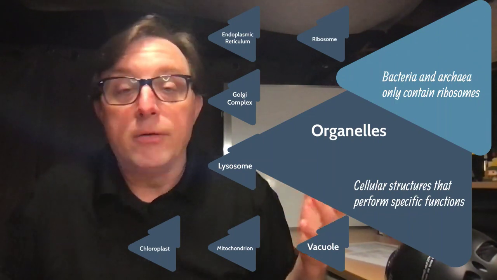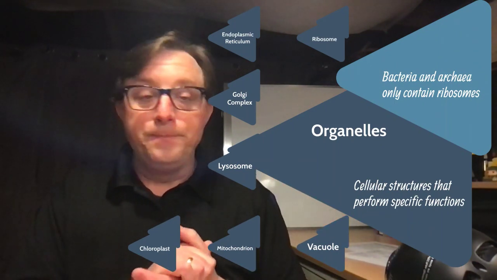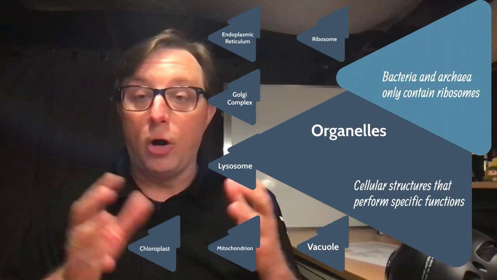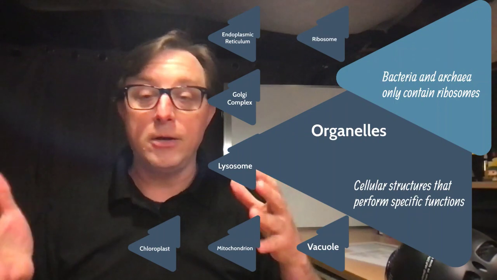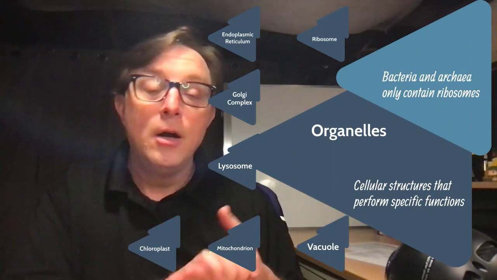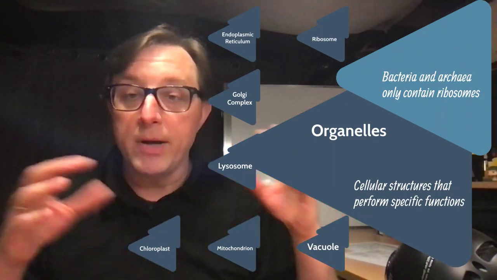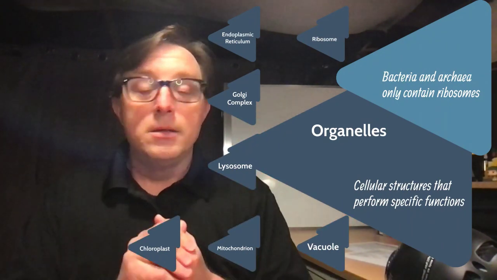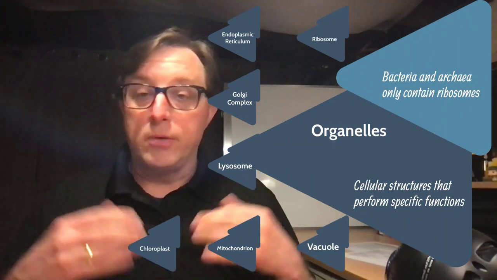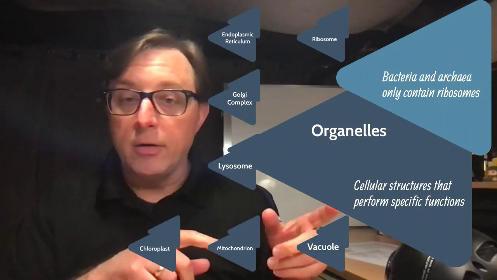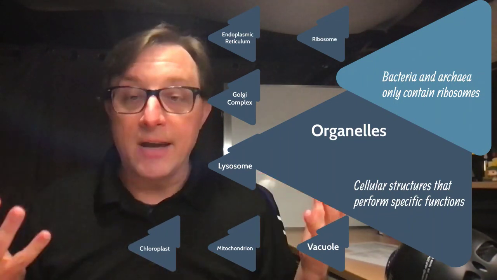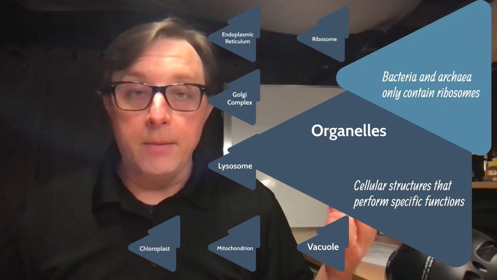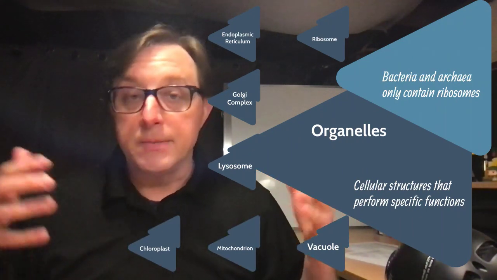The only organelle that is found in all domains of life, bacteria, archaea, and eukaryotes, are the ribosomes. All the rest of these are membrane bound, so they're surrounded by a membrane. Those would only be found in eukaryotes. And you can see around here the list of 7 organelles that the AP course lists as being important.